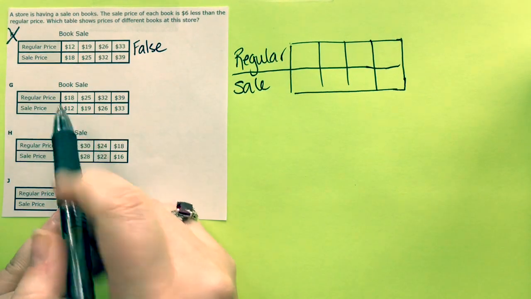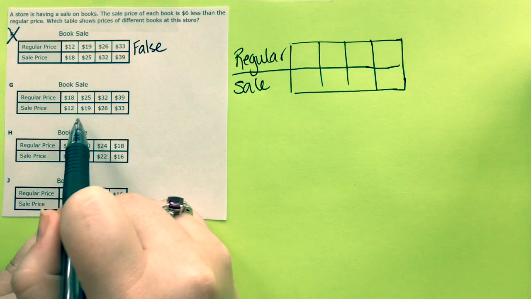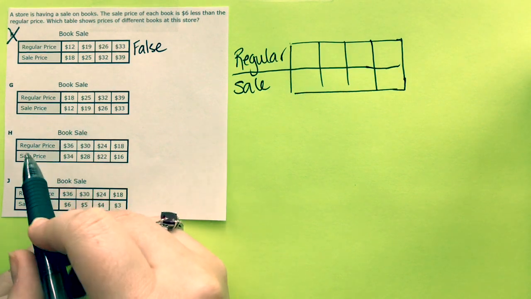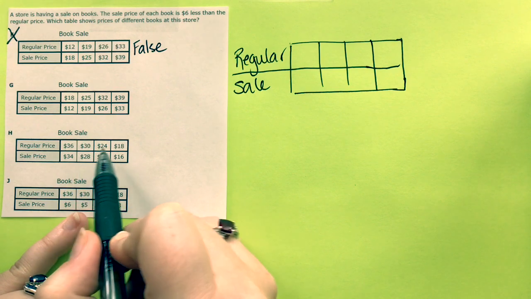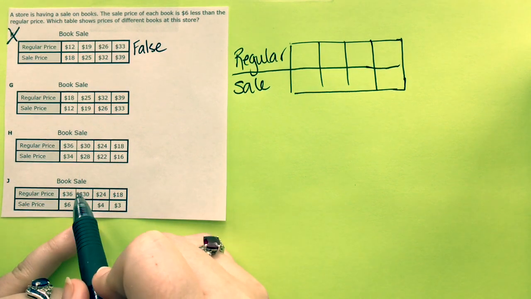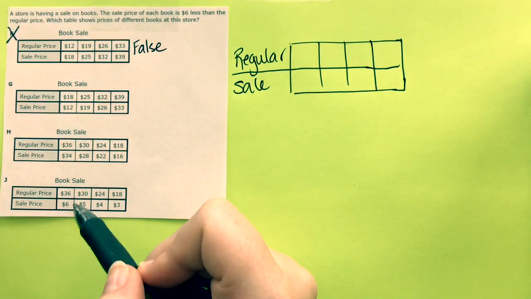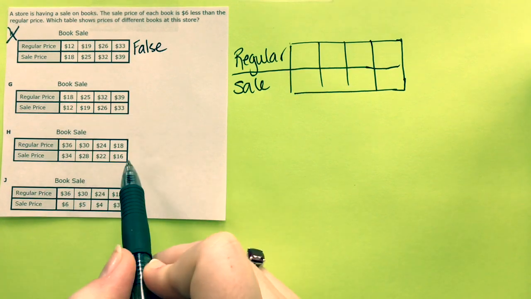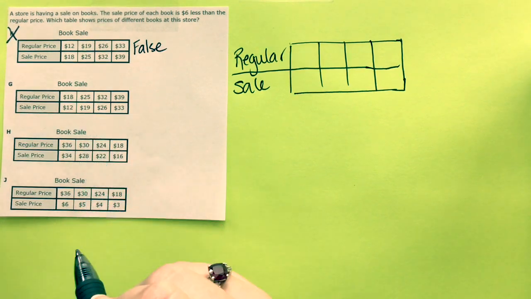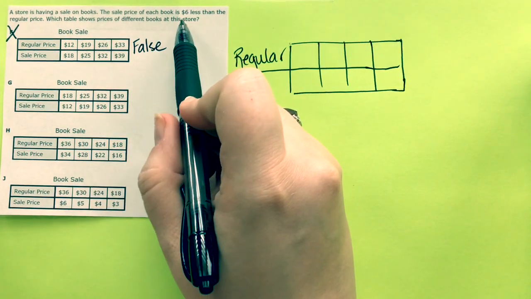So let's look at G. Regular price is 18, sale price is 19. Okay, that's looking better, okay? Regular price is 36, sale price is 34. Okay. Regular price is 36, sale price is 6. Okay, well, in all of these 3 options, I know that the sale prices are less than the regular prices. So I know that one of those 3 might be my answer choices. So let's go back up here to the information that we know about this problem.